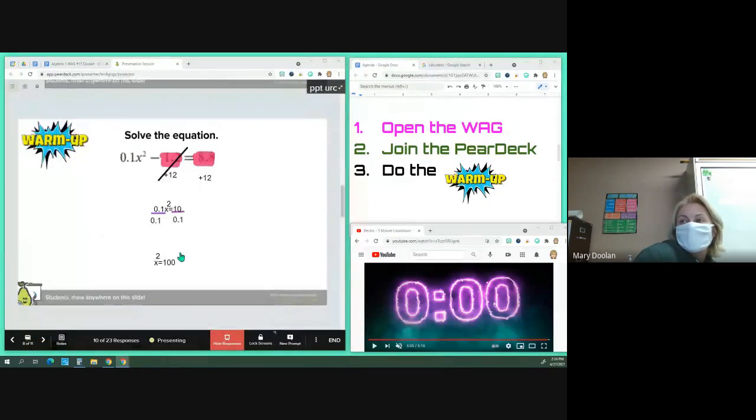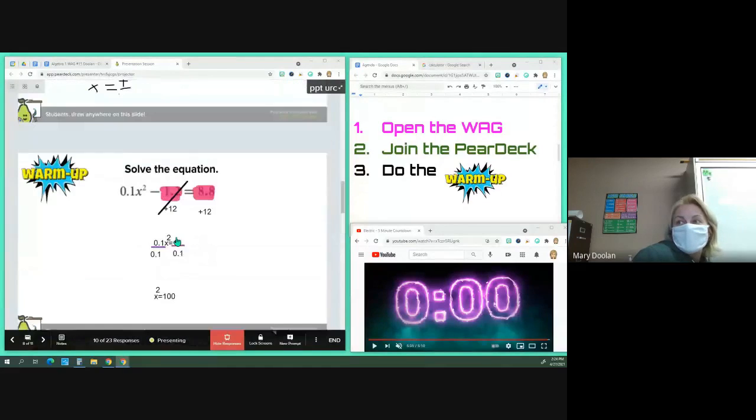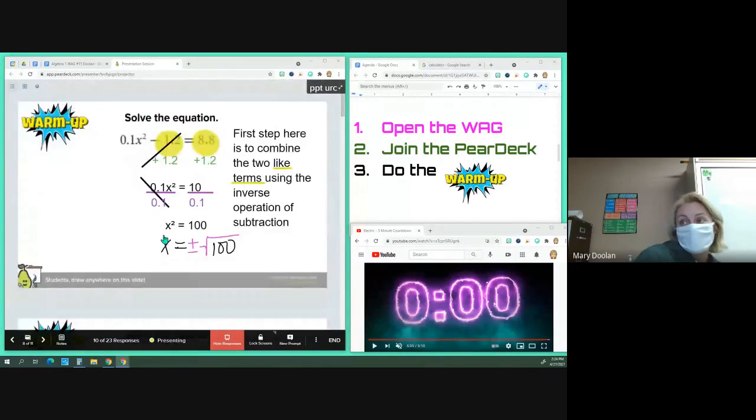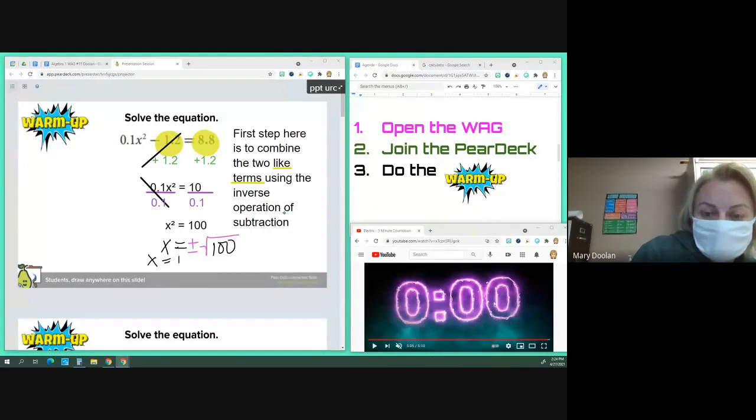Okay. You take the square root of 100, you get 10. And so we have plus or minus 10. So those are our 2 answers. x equals 10 and x equals negative 10.